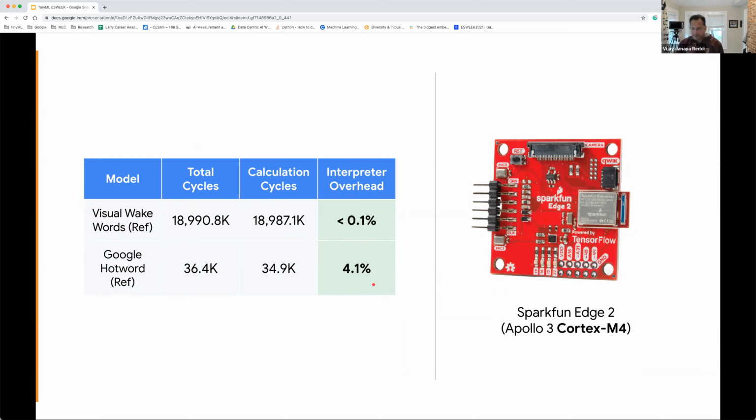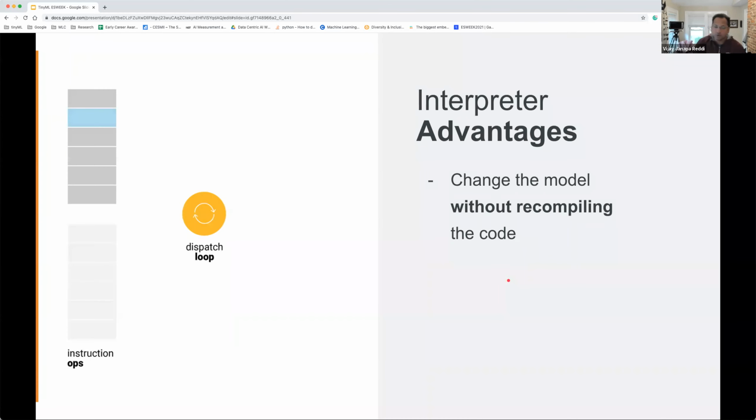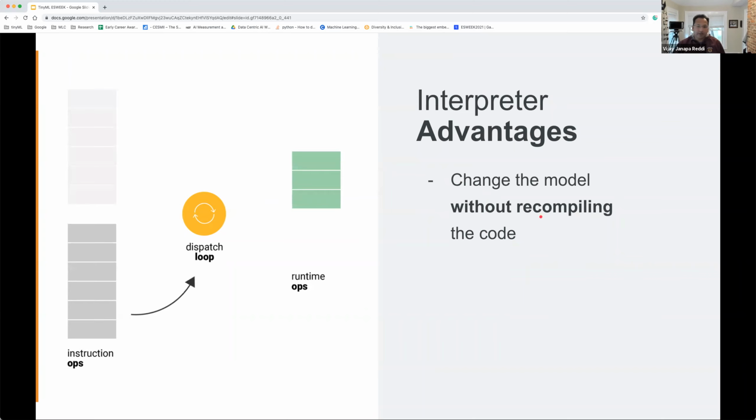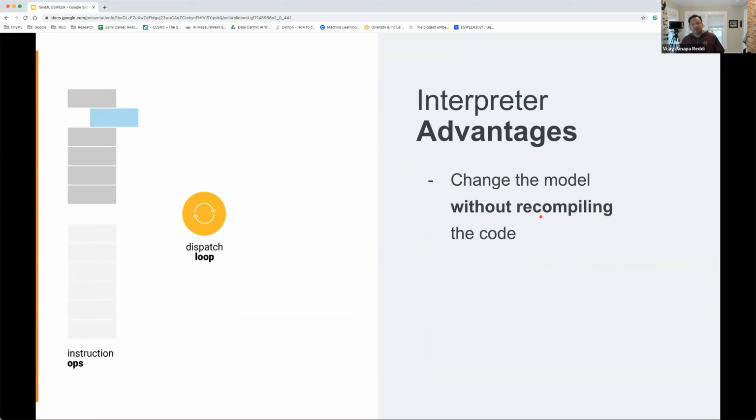You could argue 4.1% is insignificant, but you got to remember that 4.1% is allowing us to design an interpreter that runs on any kind of embedded device, which is wickedly awesome. Right. And this data comes from this particular embedded system. That's all. So the point I'm making here is that the interpreter design is really cool because you can change the model, for example, without having to recompile the code, which is extremely important. Typically, what you do in an embedded system is you compile the entire application down to the raw part, and then you ship it out.